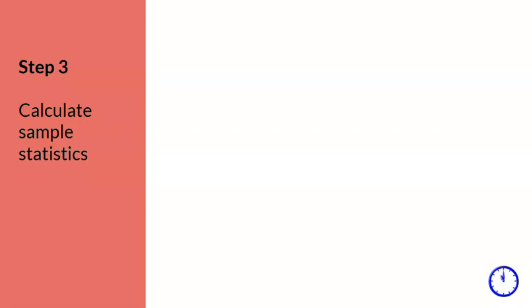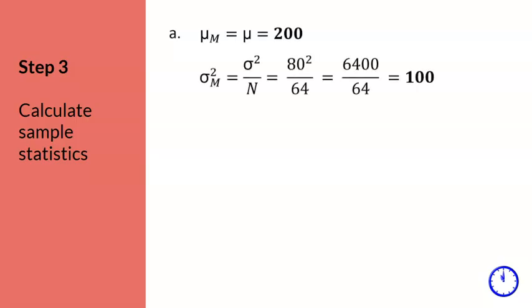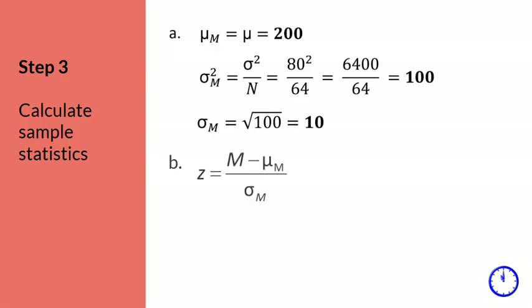Step 3. Since we do know the population variance, we need to use the distribution of means for our calculations. This step has two parts now. First, we will use the rules and formulas to calculate mu-m, or the mean of the distribution of means. Then, sigma squared m, or the variance of the distribution of means. And finally, sigma m, which is the standard error. The second part is that we will use the modified z-score formula that allows us to compare our sample mean with mu-m and sigma m.